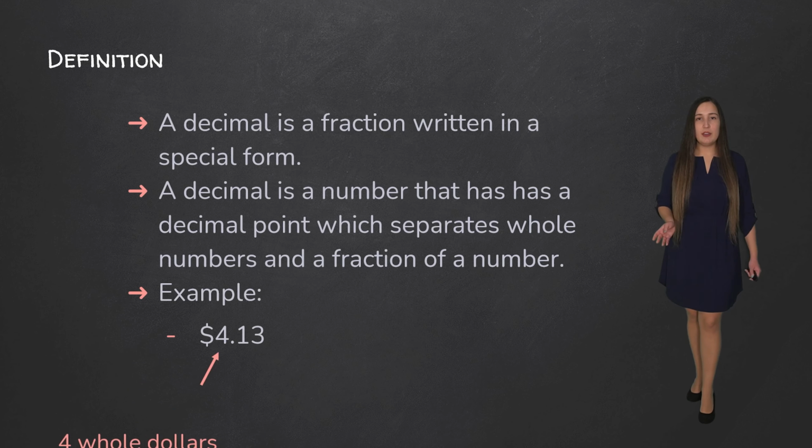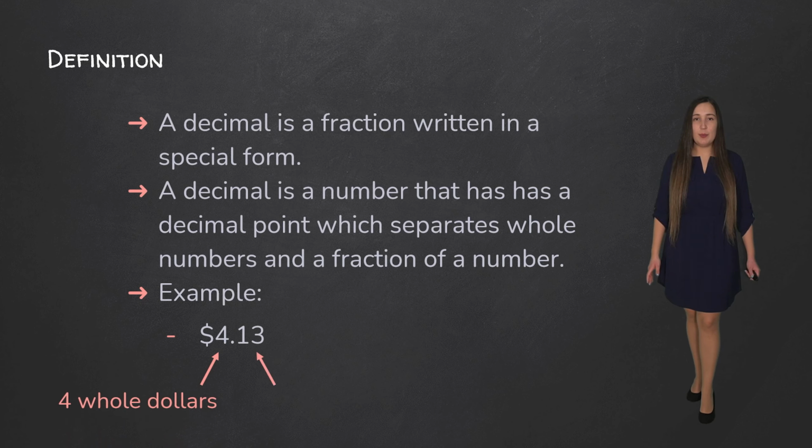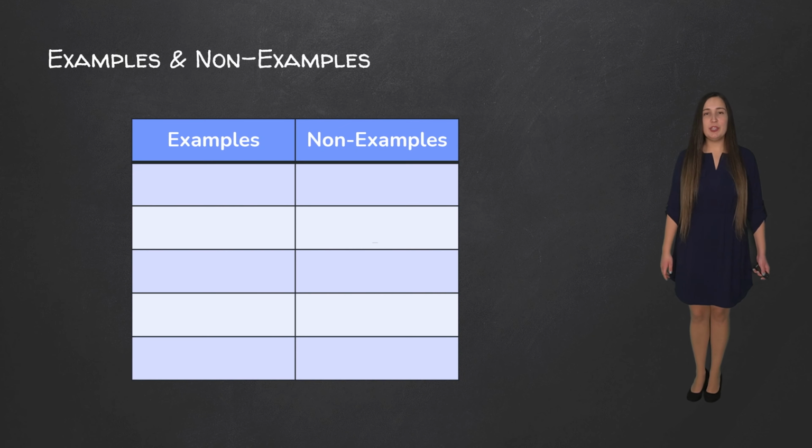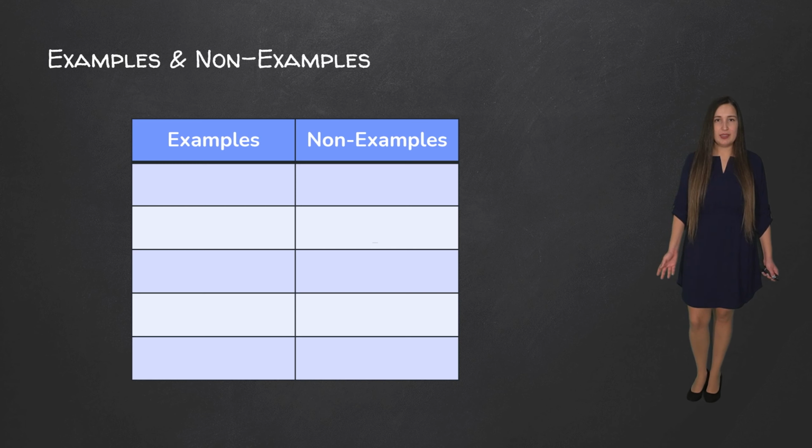The 4 here represents 4 whole dollars, and the 13 represents how many cents we have, and it takes 100 cents to complete a dollar, so we have 13 cents, and in order to have one whole, we would need 100, okay? So this is 13 cents out of a dollar. And so the way we write it out is 4.13 to separate our whole number and our part of our whole number, okay? So here we're going to go over some examples and non-examples.